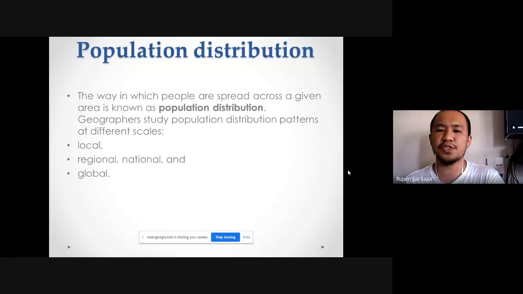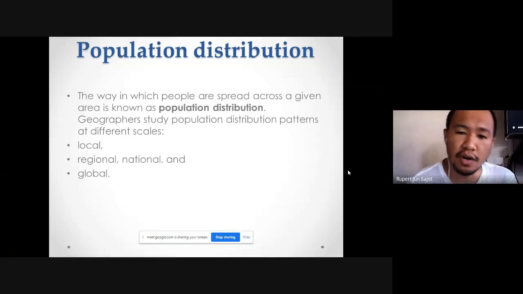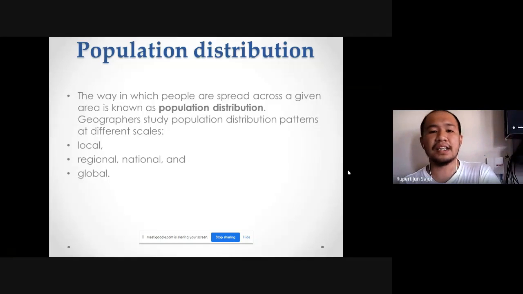Next, population distribution. The way in which people are spread across a given area is known as population distribution. Geographers study population distribution patterns at different scales. There are geographers who provide information on the population distribution in a local manner. We also have regional and national, and we have global. Here in Mindanao, there are people working with population distribution, but it's institutionalized. We have the National Statistics Authority, which checks the populations of every locality here in Butuan, in the Caraga region, or in the entire Mindanao.